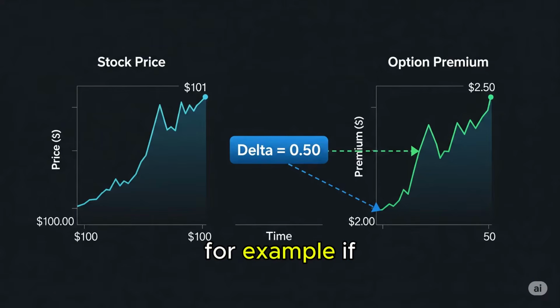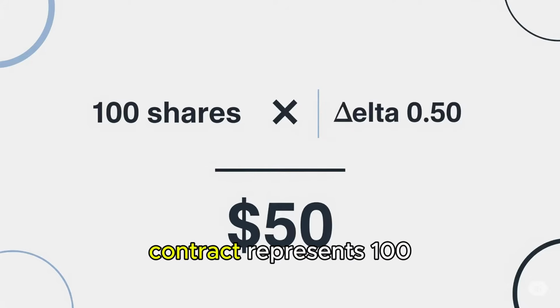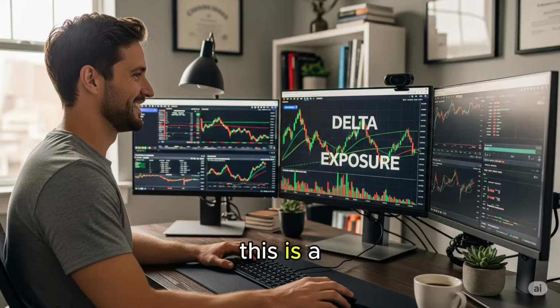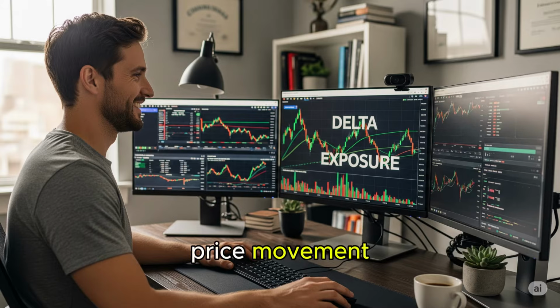For example, if a stock is trading at $100 and a call option has a delta of 0.5 and the stock moves to $101, you'd expect the option's premium to increase by 50 cents. As a standard US equity options contract represents 100 shares, a delta of 0.5 would mean your position's value would change by $50. This is a key metric to understand your exposure to the stock's price movement.